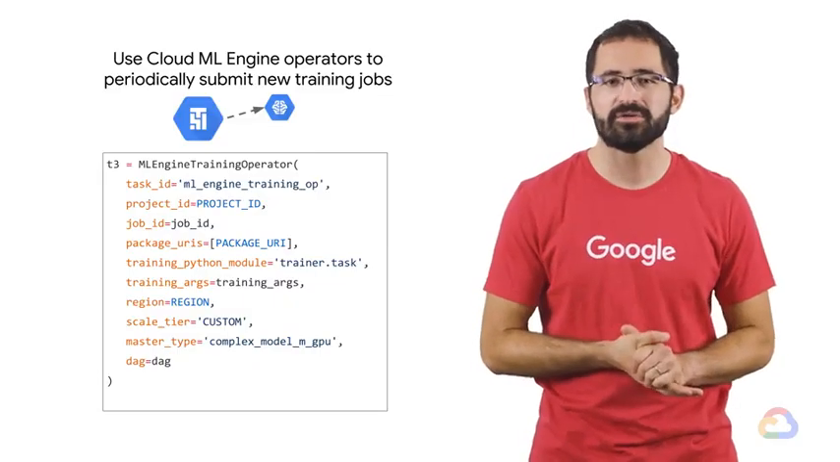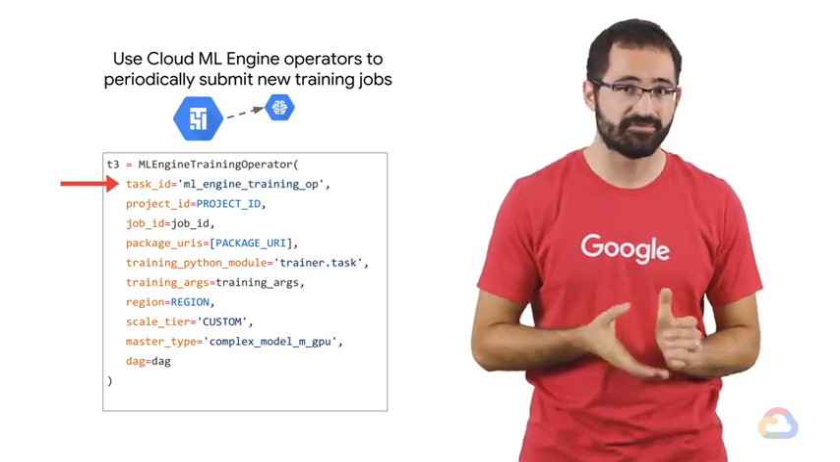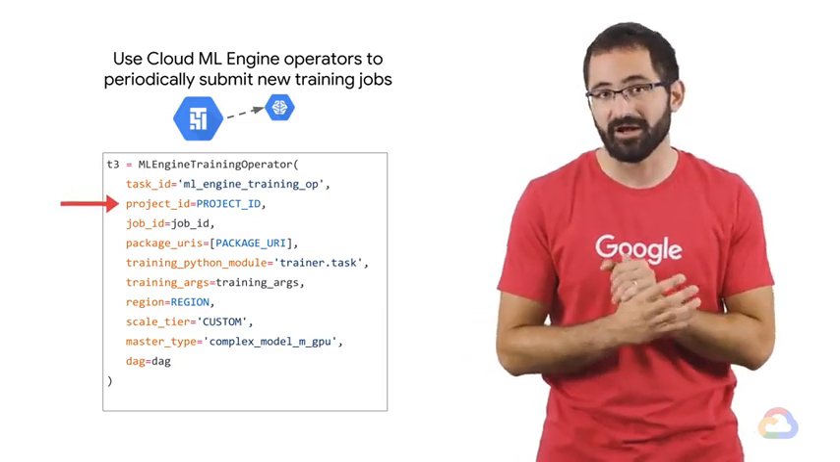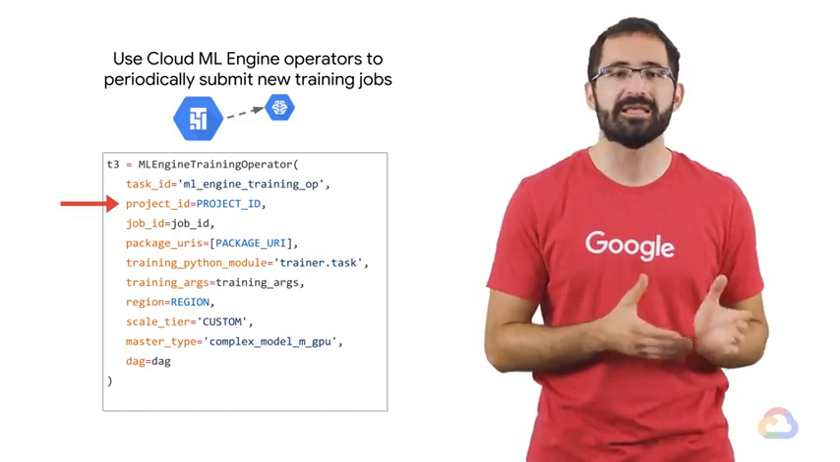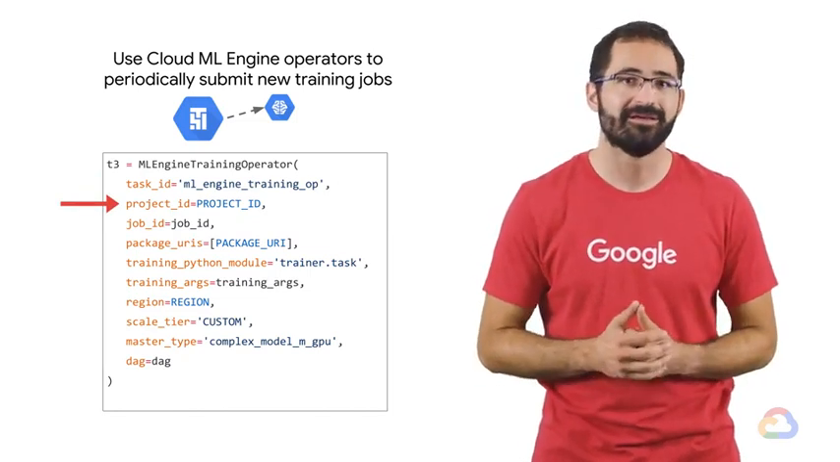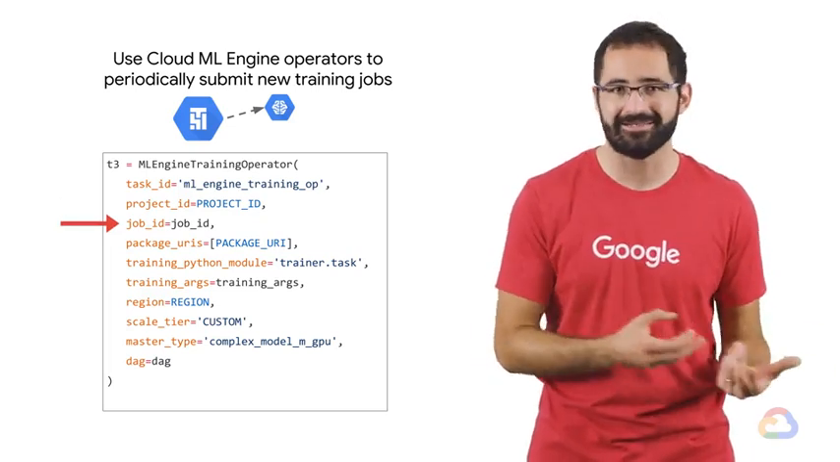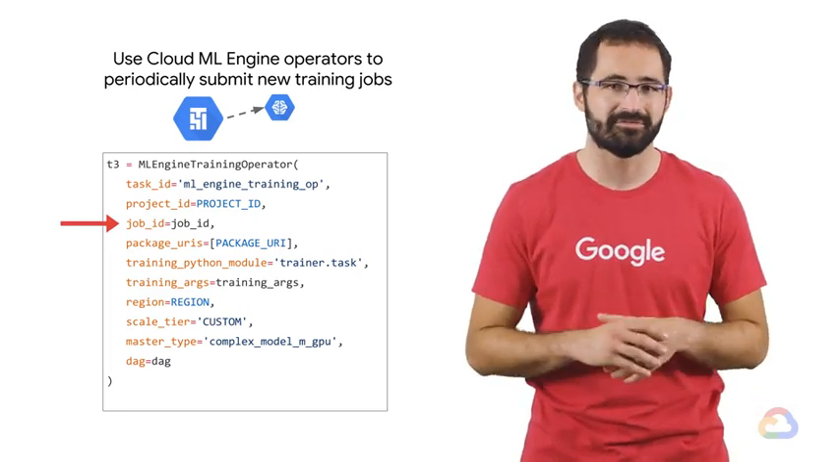Take a look through the parameters you provide to the operator. First, we specify an ID for the task that we're running and then the project that we want to run it on. For our lab, this will be the same project that's also managing the Airflow instance and everything else that you're working with. Then you have the option of creating your own job ID, which usually involves a concatenated timestamp or similar unique identifier.